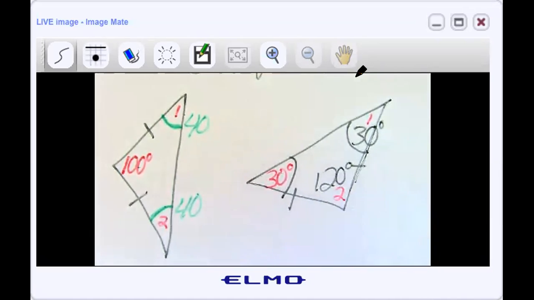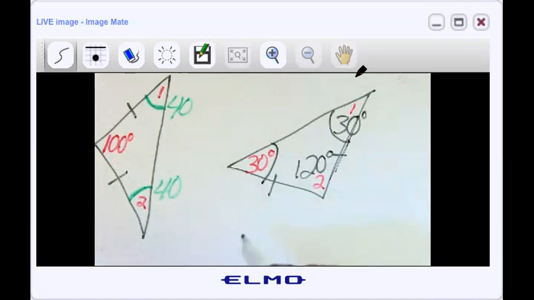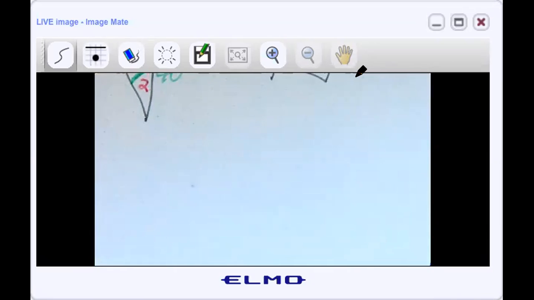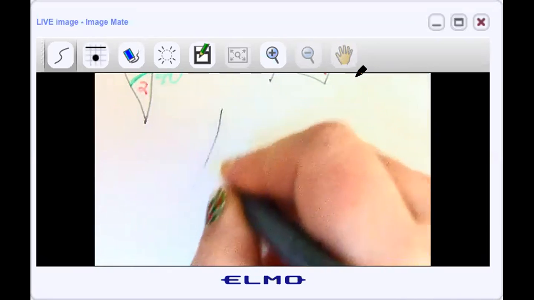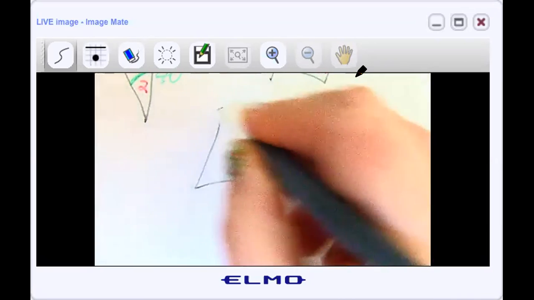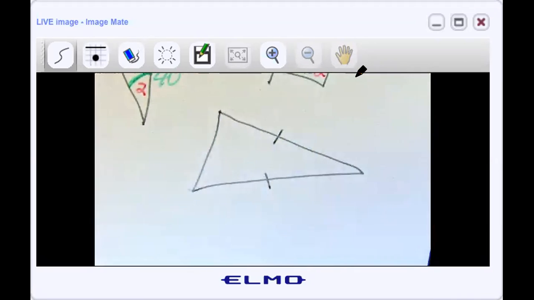Okay, so it's going to change every time which angle they give you. You just have to ask yourself, well, who is congruent? And it's always, always, always, no matter what your triangle looks like, because isosceles triangles can look all sorts of different ways. Say you had one like this. You're always going to have two sides that are marked.